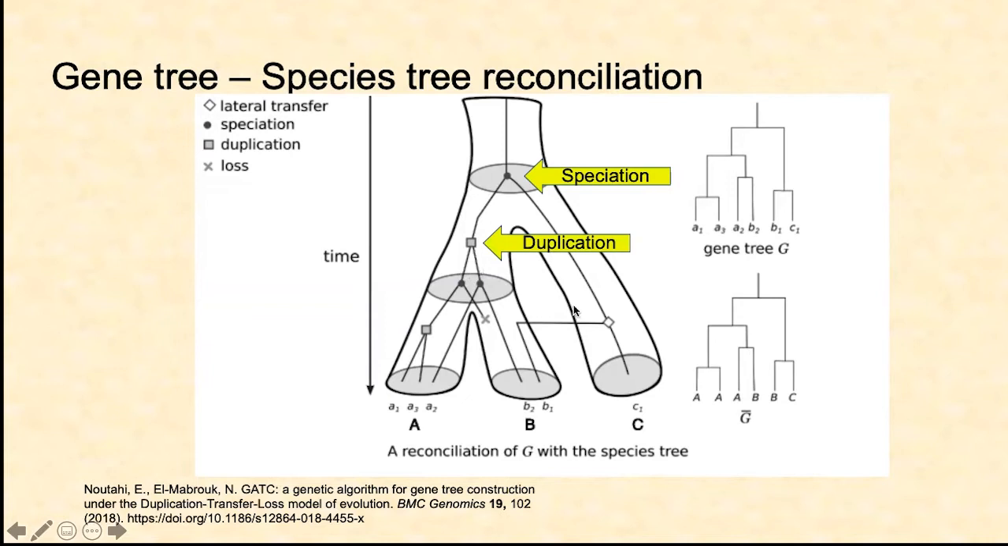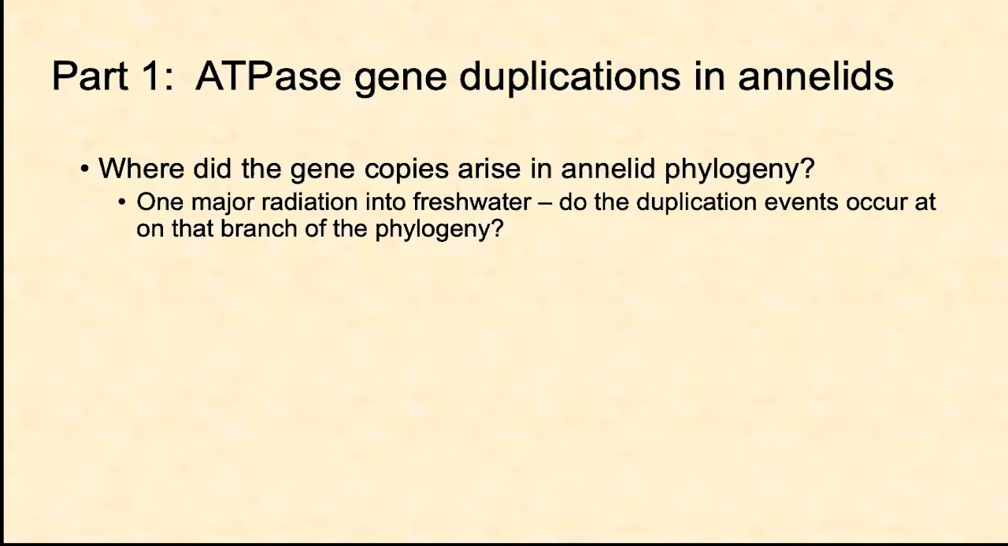So if I produce some species tree and some gene trees, I can infer the timing of these duplication events. And so the question is, where did these gene copies arise in the annelid phylogeny? I know they're present in the Helobdella, but do they coincide with that major radiation into fresh water?